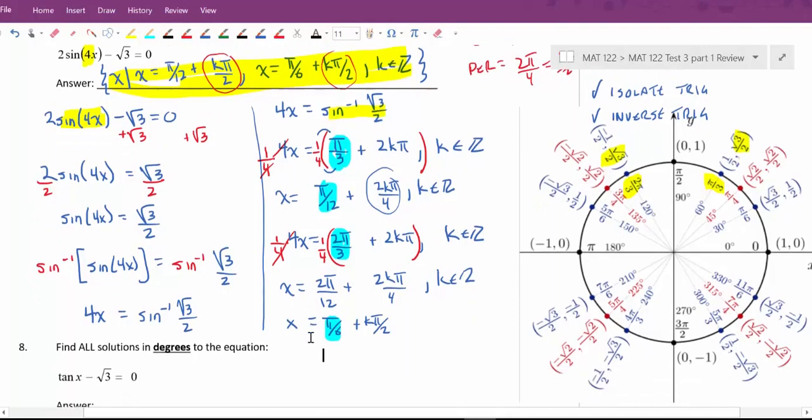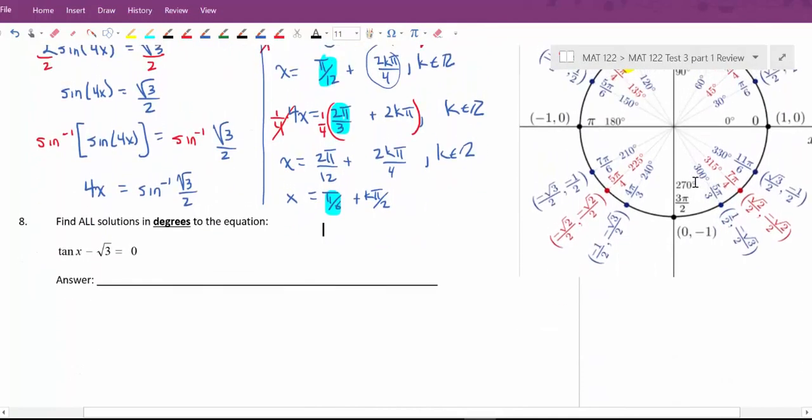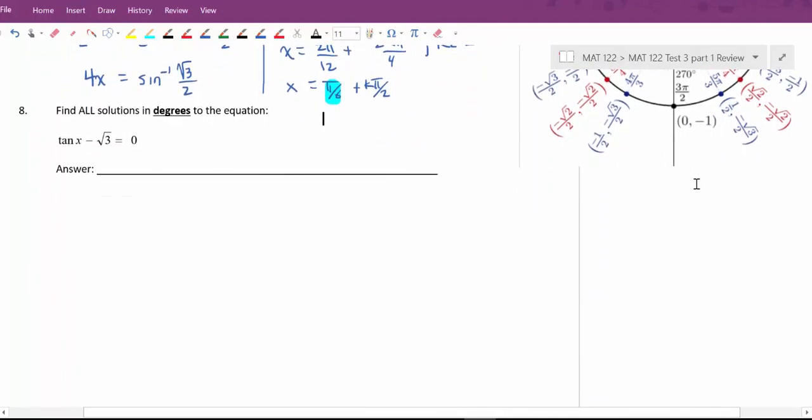So that'll take care of that. Let's do one more here. This is one that's got a tangent in it. So this one we're going to find all solutions. That means, again, we're going to have a formula, and this time for a tangent. The first thing we're going to do is isolate the tangent. So we're going to have tangent of x equals square root of 3. And we need to just look up the unit circle.